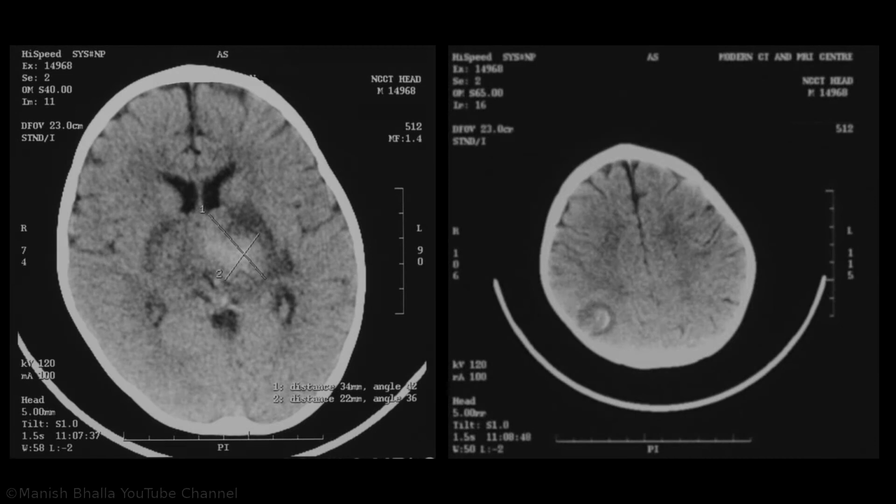Now let's see what complication we had in our patient. CT brain revealed hemorrhage in left basal ganglia and thalamic region with perifocal edema. There is also hemorrhage in right parietal region with perifocal edema. These complications are the result of local vasculitis.